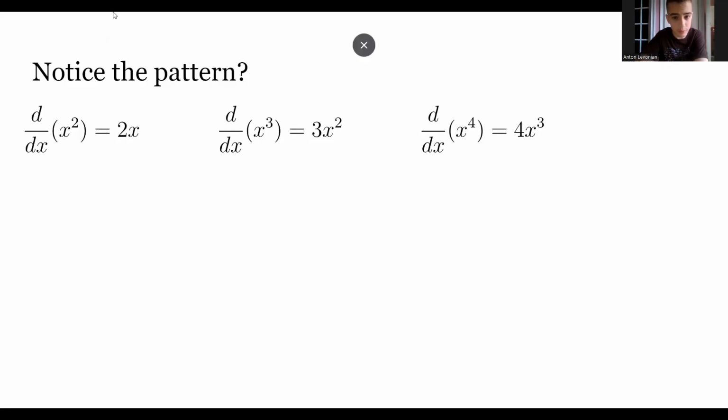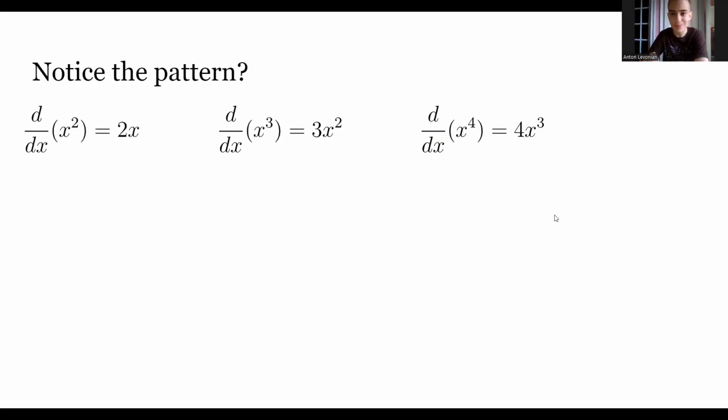I think the pattern is that the coefficient is like the exponent. That's for the x, and the exponent of the x is just one smaller. Exponent minus 1. Yeah, that's exactly the pattern.